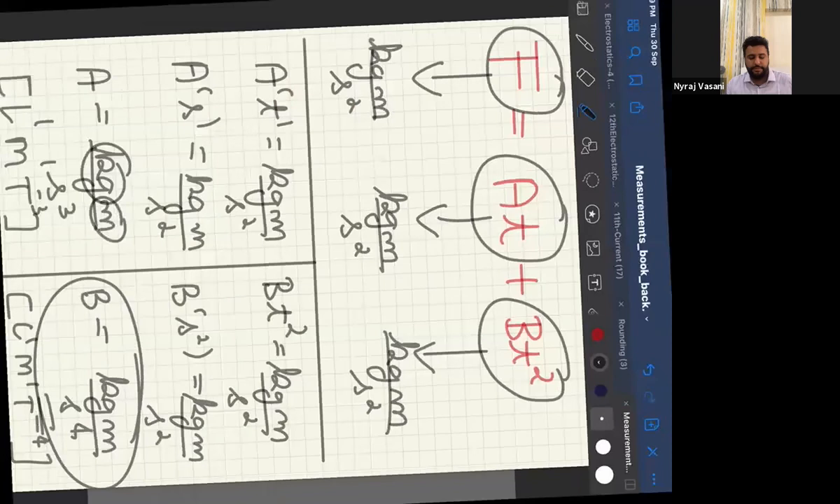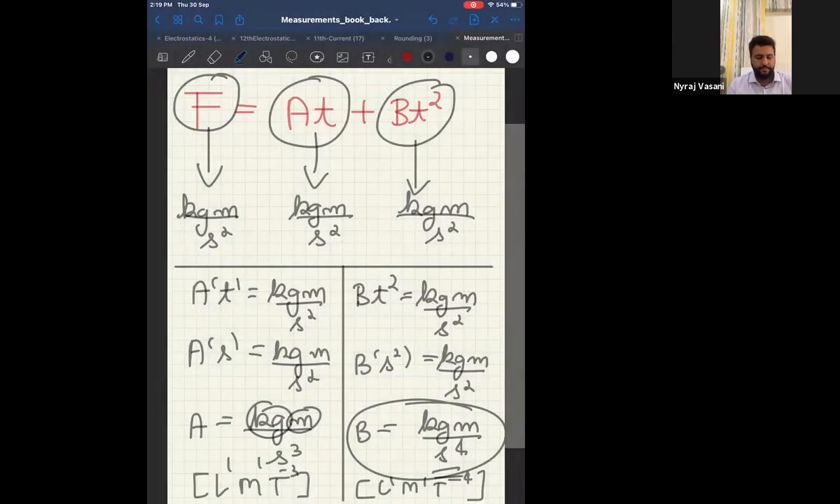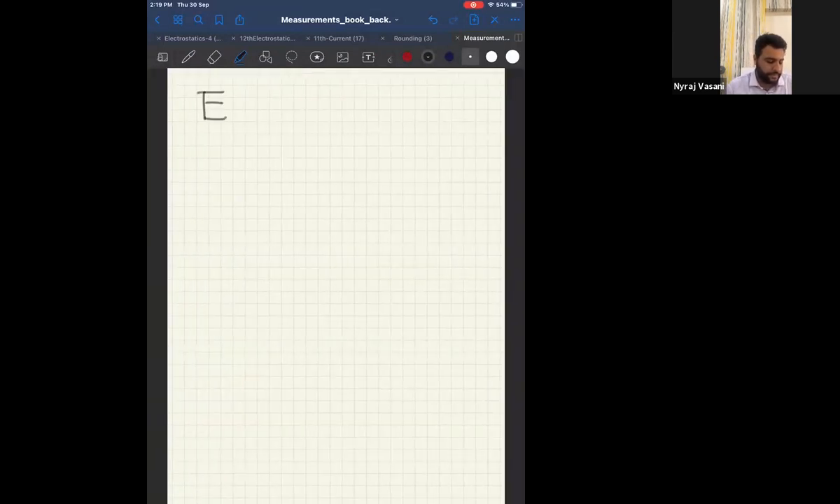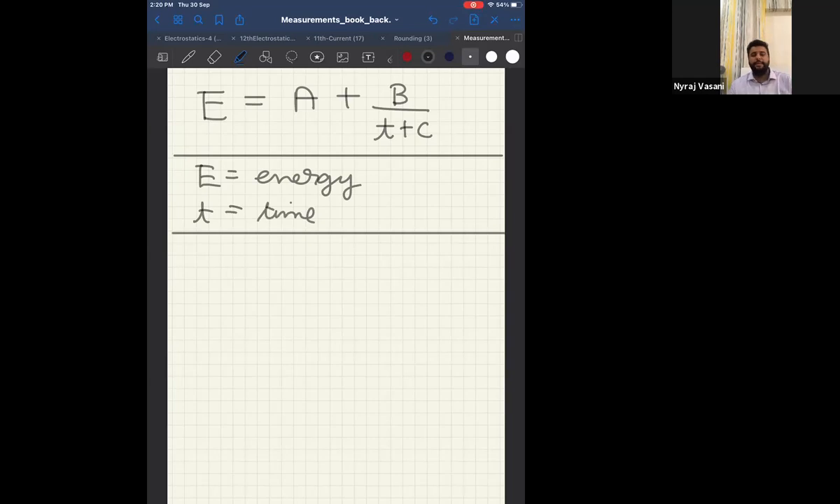Now with that logic, look at this. Find the dimensions of A, B, and C, where E is your energy and T is your time. Find the dimension of A, B, and C. Start.